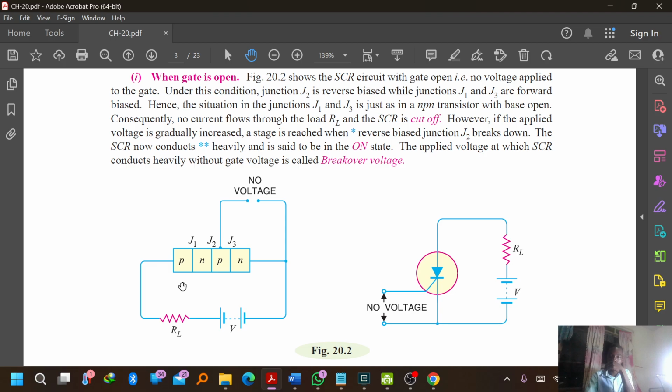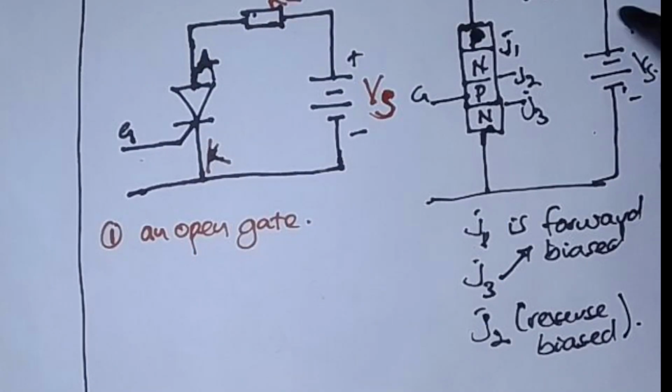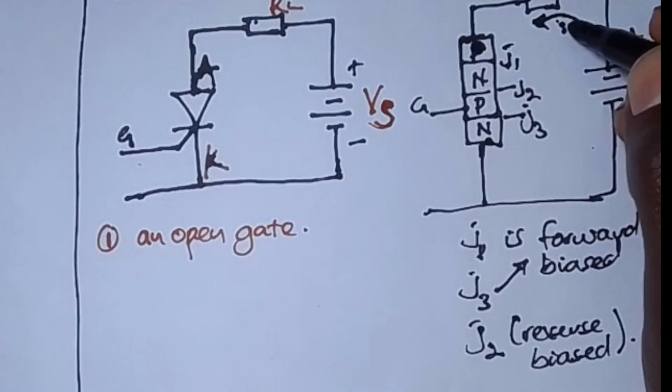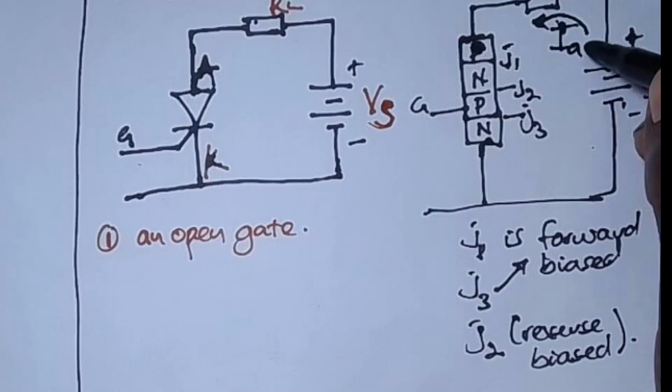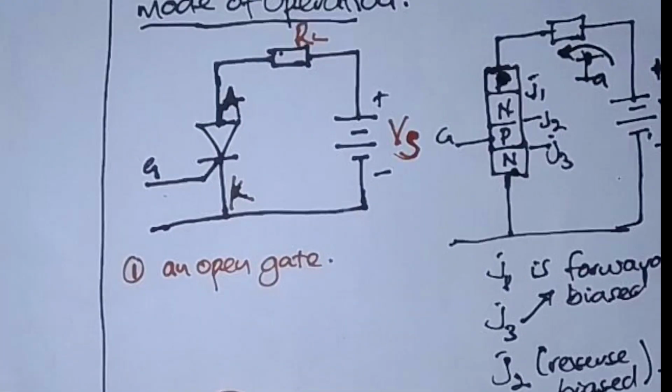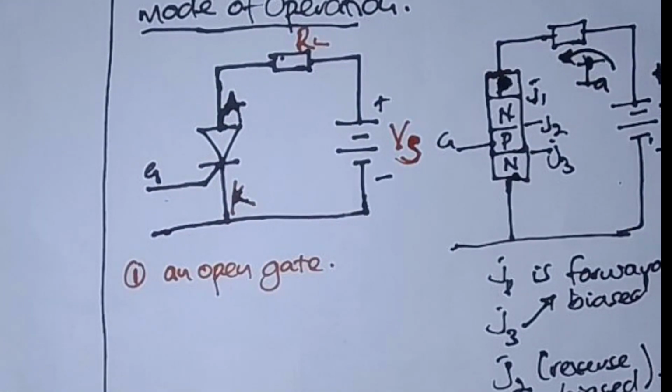The anode current is simply this current flowing through the anode, as you can see here. This current, I can call it IA, is what we call the anode current. So this anode current will start to increase, and when it increases, the SCR will start conducting heavily.